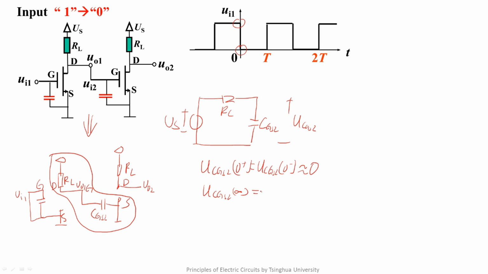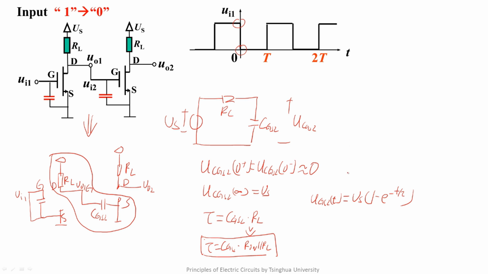Tau equals CGS2 times RL. By comparing with the previous tau, which equals CGS2 times R-on parallel to RL, we can find that this is far less than this value. By applying the three elements method, we get the time domain expression of UGS2, which is US times (1 minus e to the power of minus t over tau). It means that UGS2 increases from 0 to US with negative exponent. When UGS2 increases to be greater than some value, UO2 becomes low level.